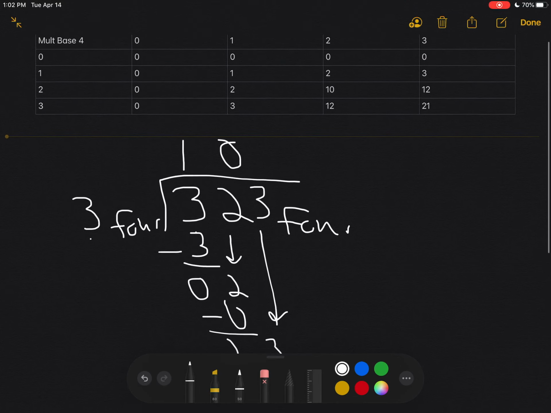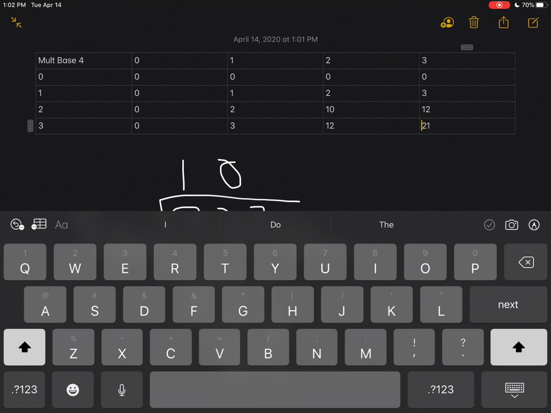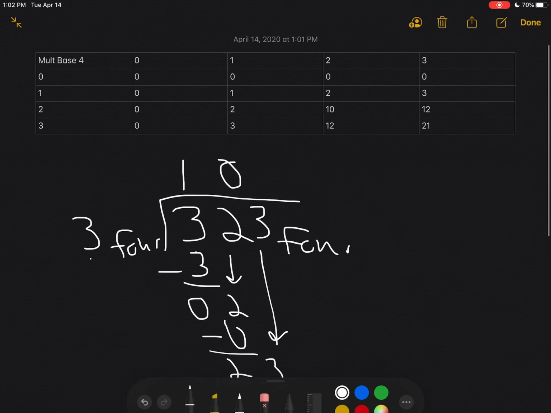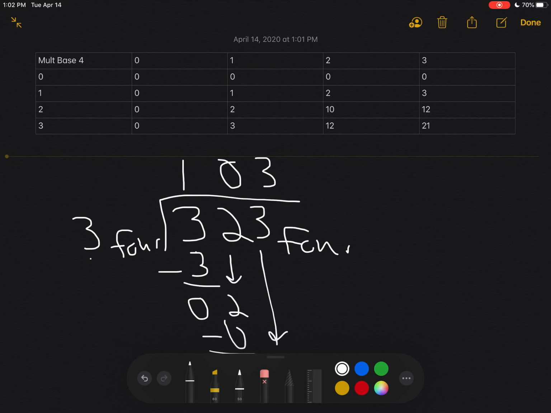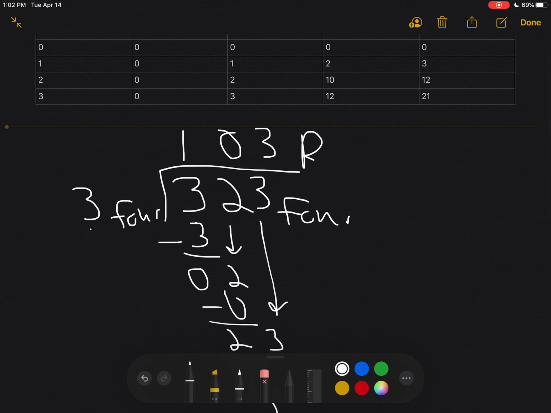Okay, so let's look at the table. How many times does 3 go into 2, 3? Well, this is the biggest one that fits, 2, 1, so I'm going to put it in there 3 times. And 3 times 3 is 2, 1, which we saw from the table. Subtracting leaves me with 2, so I'm going to have a remainder of 2.